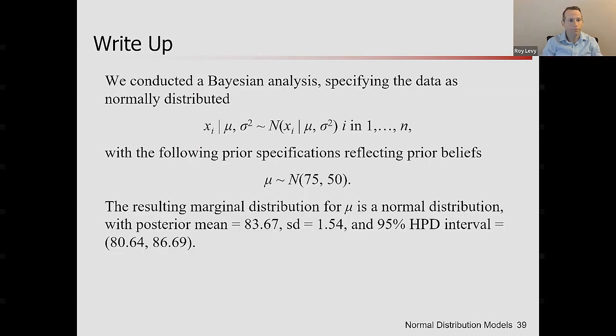Here's how I could write this up. I conducted a Bayesian analysis specifying the data as normally distributed. And there I'll write that out. My data are normally distributed with the following prior specifications reflecting my prior beliefs, that the unknown mean had a normal prior distribution. The resulting marginal, or really posterior, distribution for mu is a normal distribution with posterior mean 83.67, posterior standard deviation 1.54, and 95% interval 80.64 to 86.69.